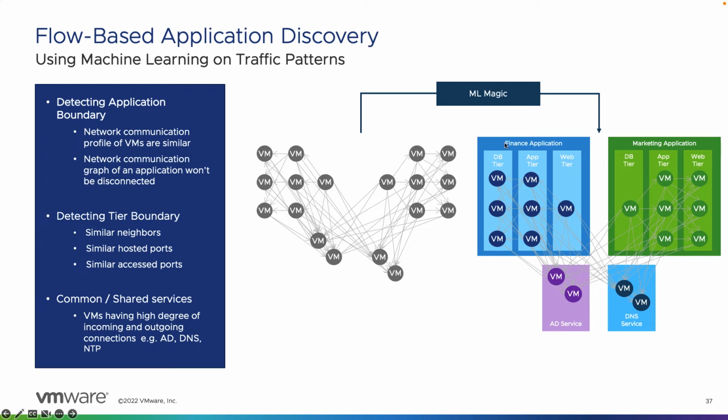We can see that we have the capability of putting these into tiers such as database, application, and web for this specific finance application. And here's an example of the marketing application when it comes to database tier, app, and web. And then we can see shared dependencies such as Active Directory and DNS services that those two applications have upon those specific services.